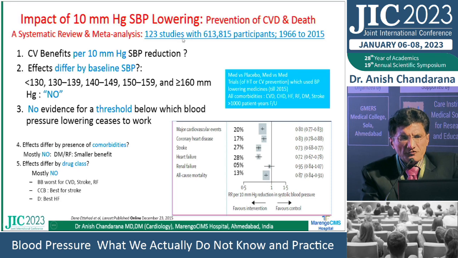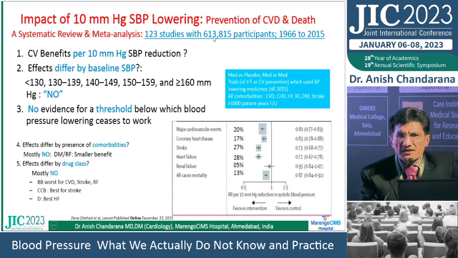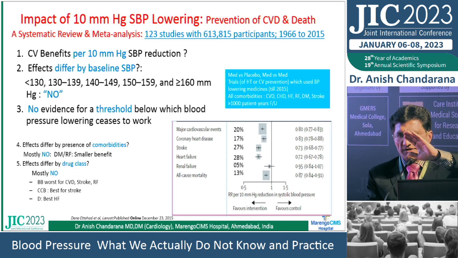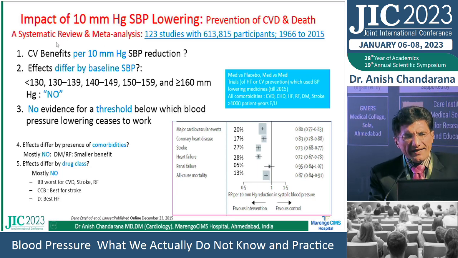So there was a beautiful meta-analysis produced in Lancet 5-6 years ago, with more than 6 lakh patients. They were patients whose blood pressure ranged anywhere between 100 to 180 millimeter of mercury. So there were people who were hypertensive, there were people who were normotensive, and what they wanted to find out is, what is the cardiovascular benefit when you reduce systolic BP by 10 millimeter of mercury?